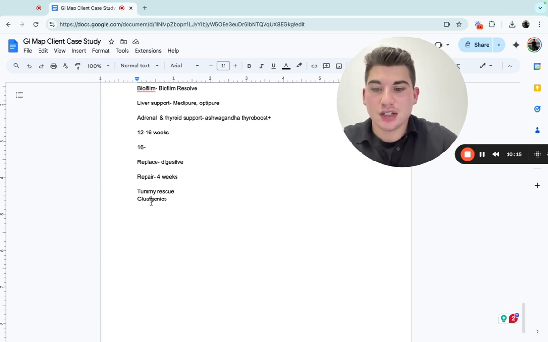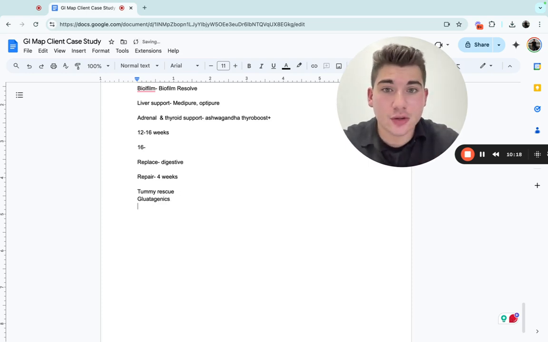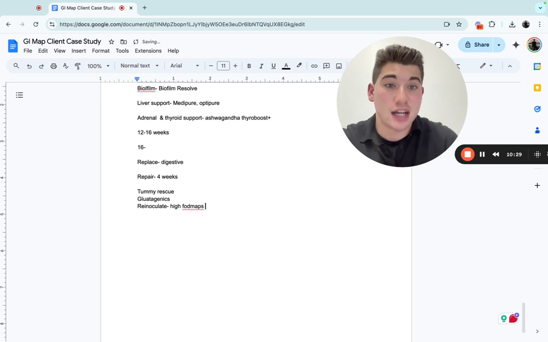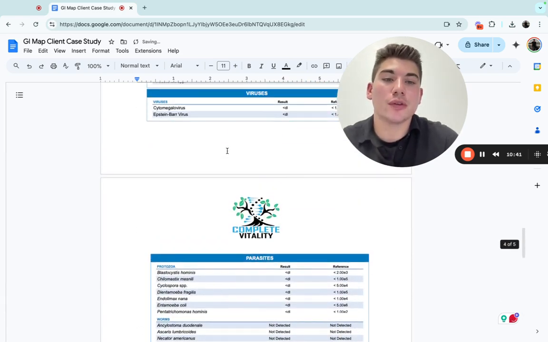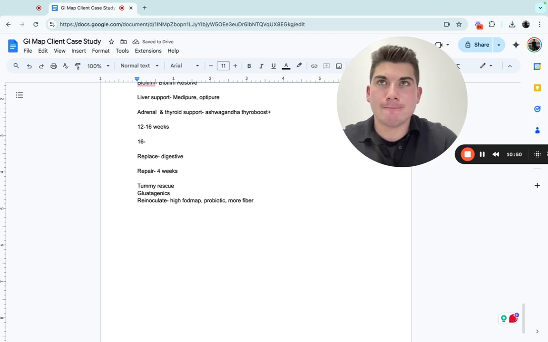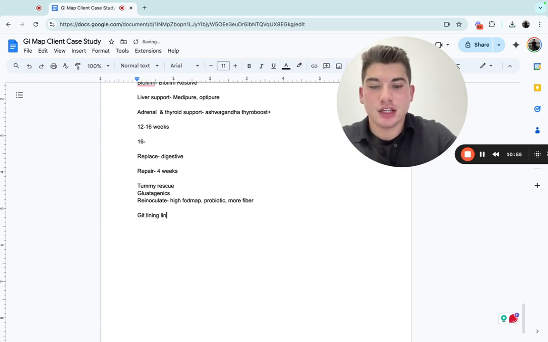Then we use something that helps replace, or reinoculate, the good bacteria. So we use things like higher FODMAP foods, because they have higher prebiotics in them. We used a probiotic strain with Lactobacillus and Bifidobacterium. And this is the part: you don't want to add these in right away. You have to kill the overgrowth first before you add in the good bacteria again. More fiber went into the diet, and then gut lining repair was the other one to help with the repair phase. And we ran this for 4 weeks.